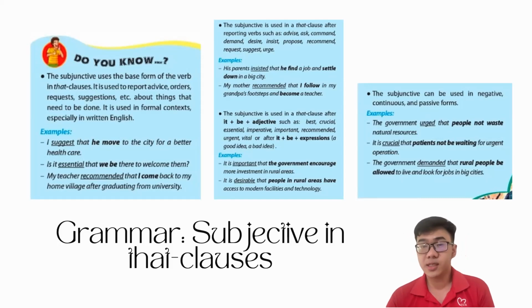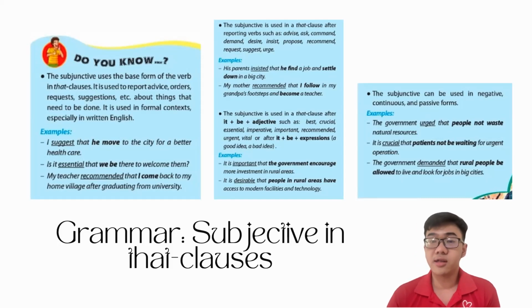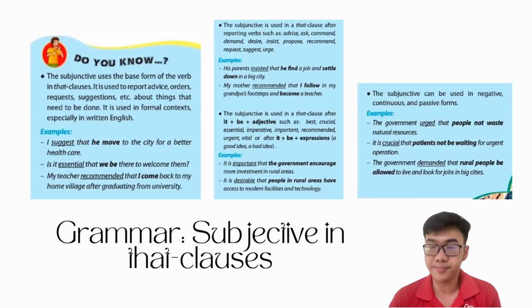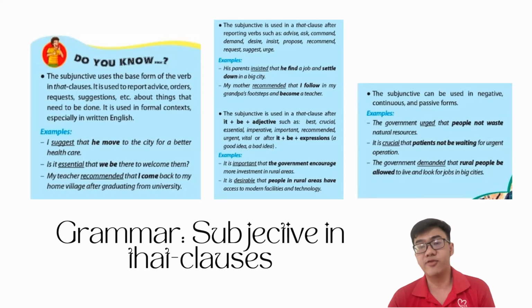Lastly, the subjunctive can be used in the negative, continuous, and passive forms. For example, the government urged that people not waste natural resources. It is crucial that patients not be waiting for urgent operations. The government demanded that rural people be allowed to leave and look for jobs in big cities.